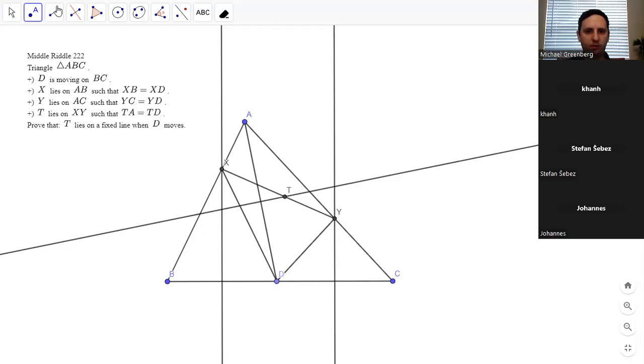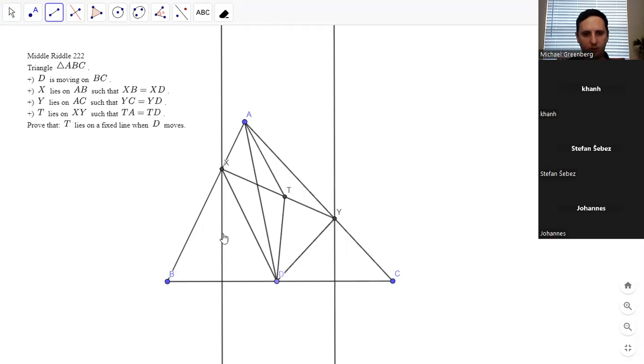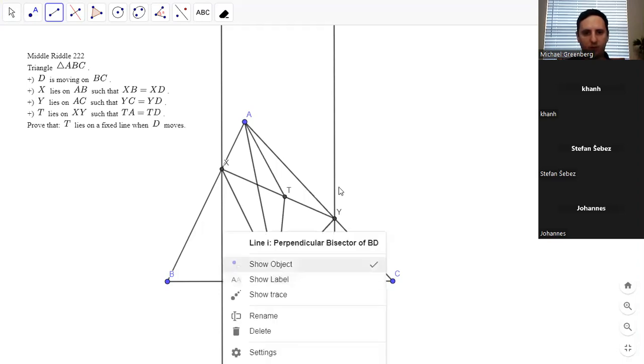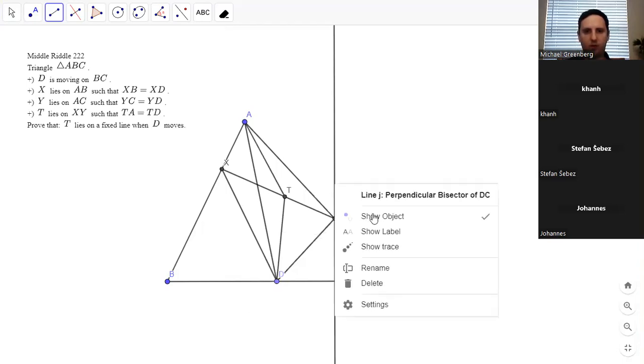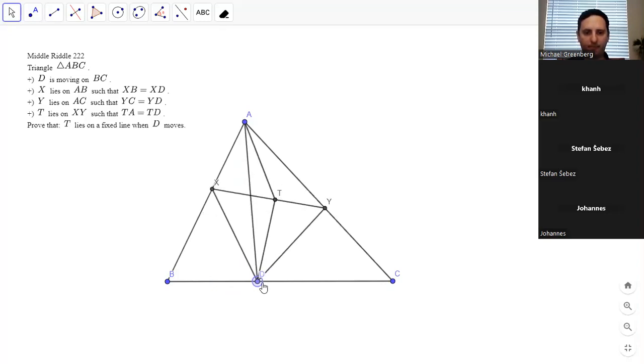All right. I'll draw these two and hide a couple things. So as we move D, we want to show T moves on a line.